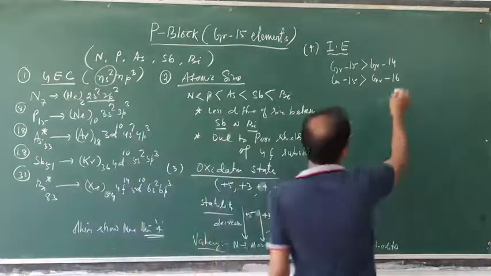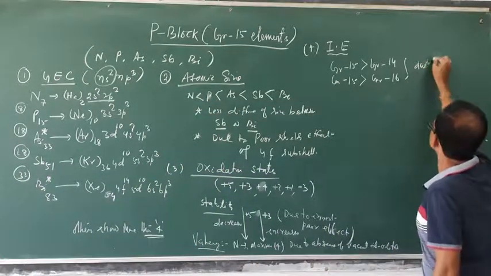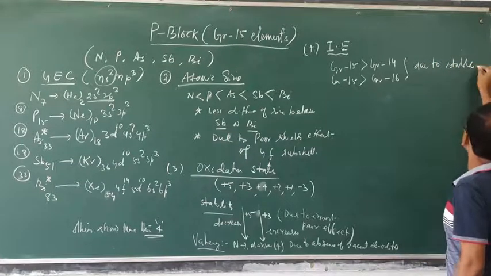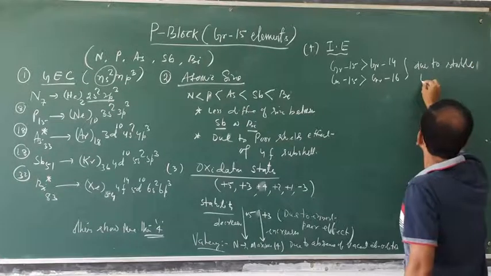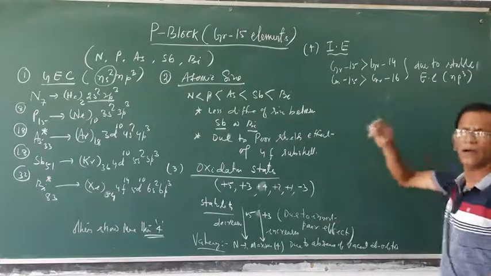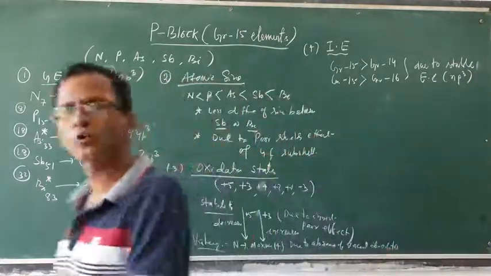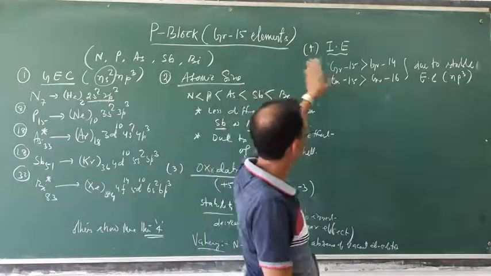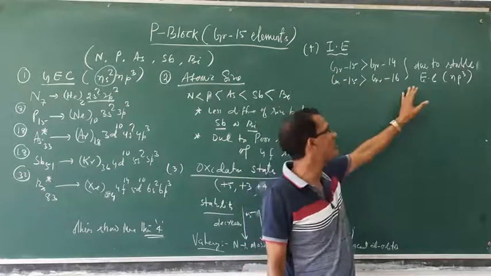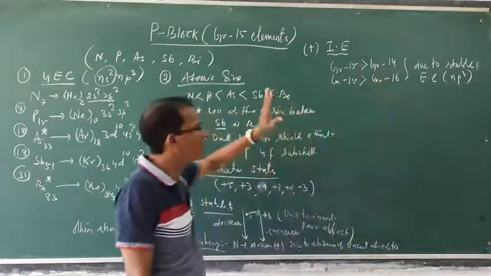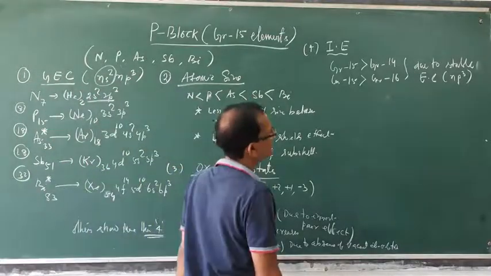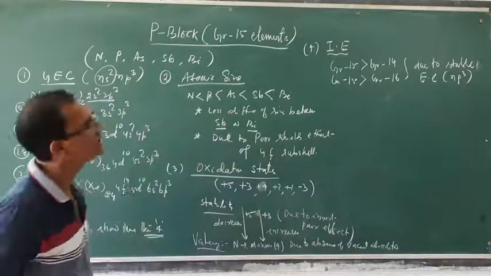This is caused due to what? Stable electronic configuration, that is np3. Due to this stable electronic configuration, group 15 has greater ionization energy. If the configuration is stable, then ionization energy is more, as you already know. So group 15 has higher ionization energy than groups 14 and 16.